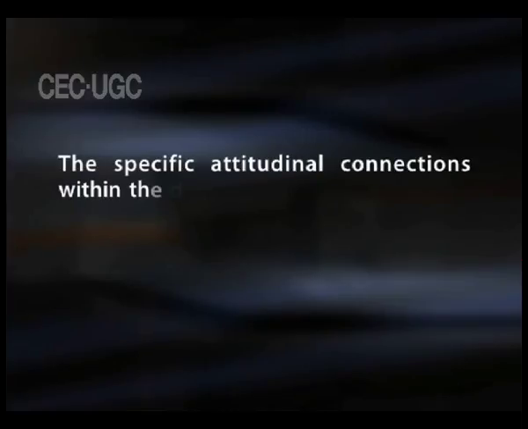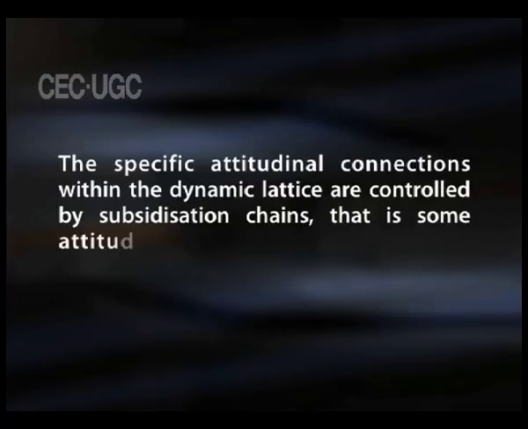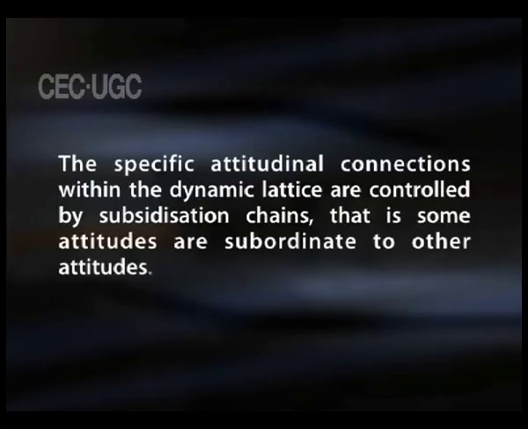Then what is dynamic lattice? It is Cattell's attempt to display graphically his theoretical analysis of the relationship between the mind's instinctive driving forces and their overlying semantic and attitudinal superstructure. The specific attitudinal connections within the dynamic lattice are controlled by subsidiation chains, that is, some attitudes are subordinate to other attitudes. The subsidiation chain helps determine when a specific attitude will produce a specific behavior.